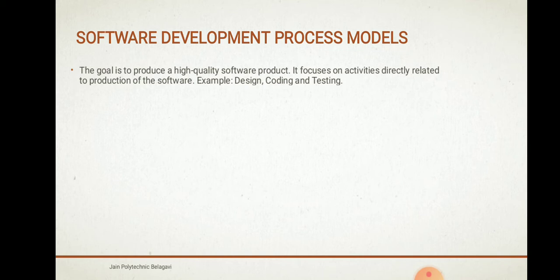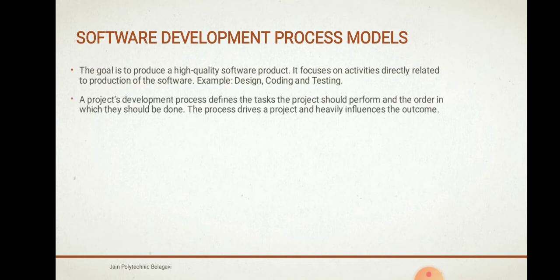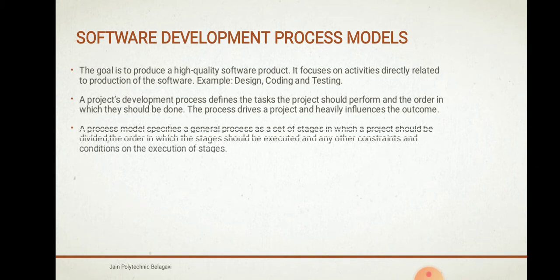Now the goal is to produce a high quality software product. So always when you are developing software, you try to provide high quality software products. It focuses on activities related to production of the software, for example design, coding and testing. A project development process defines the tasks the project should perform and the order in which they should be done. So a process drives the project and heavily influences the outcomes.